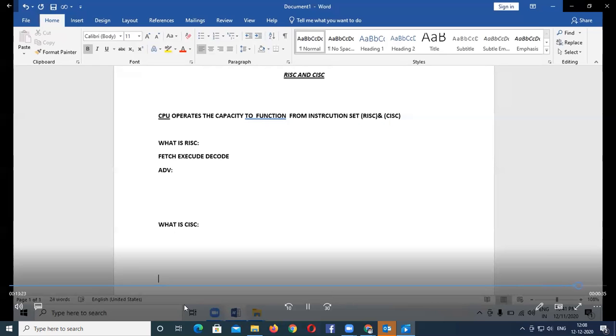RISC architecture includes the design of instruction cache and split data cache, whereas CISC architecture includes a unified cache for data. Okay, so the general purpose registers used in a RISC processor are 32 to 192, whereas CISC uses 8 to 24 GPRs. Okay, so today's lecture is over here.